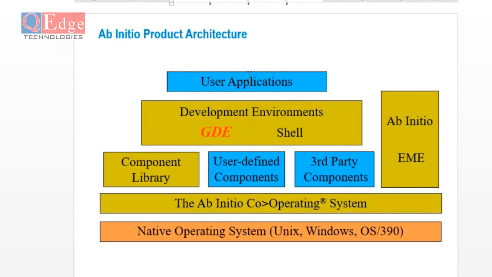So what is the user application? Basically the graphs are nothing but user applications. So the application sits on the top of the architecture. Here you can build the graphs, and suppose you have two graphs in the GDE, you can combine these two graphs using Conduct IT. You can automate the process using this entire thing. It's a combination of everything. You can create your own user application which stays on the top of the architecture.